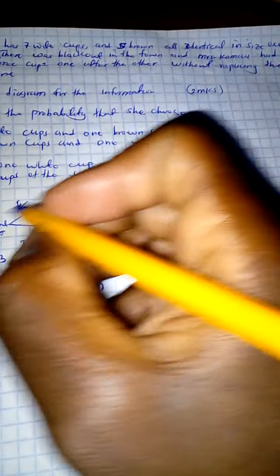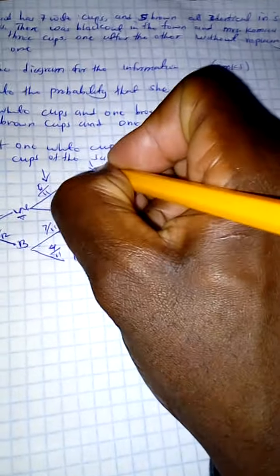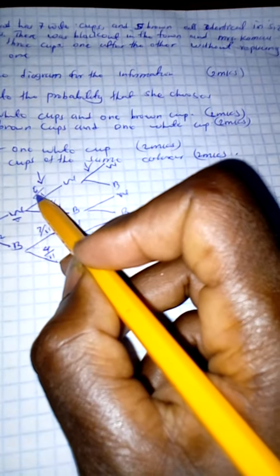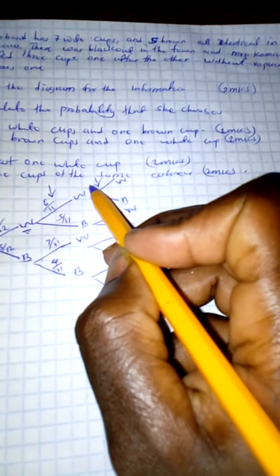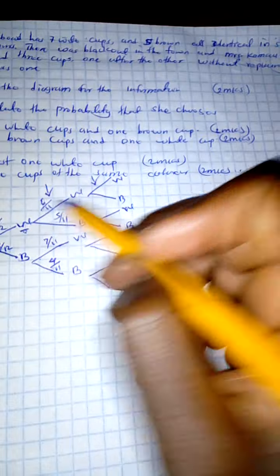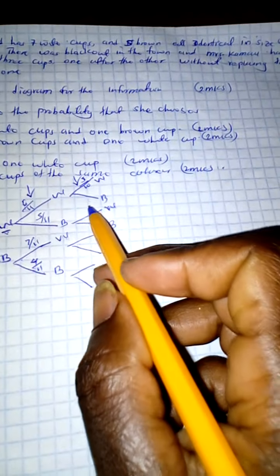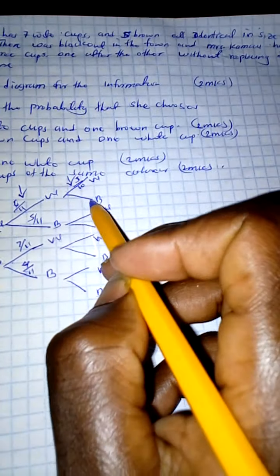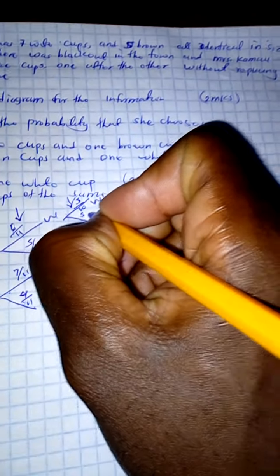Now we are in the third pick. This is the first pick, this is the second pick, and here is the third pick. Now in the third pick, she had taken white here, and she needs another white here. That means the number of white will reduce to 5, but the total here is now 10. If you look here, she had taken white, white, white, so in this branch there is no brown taken. The number of brown will still remain 5, but over 10.